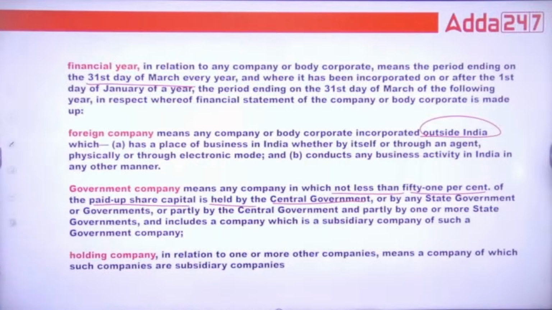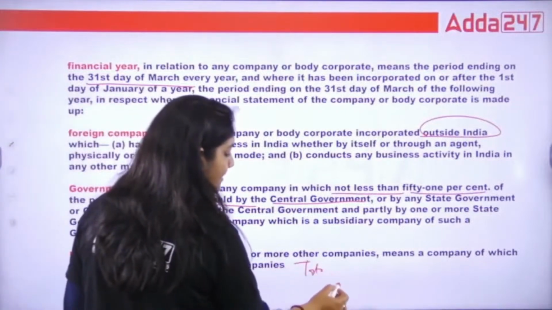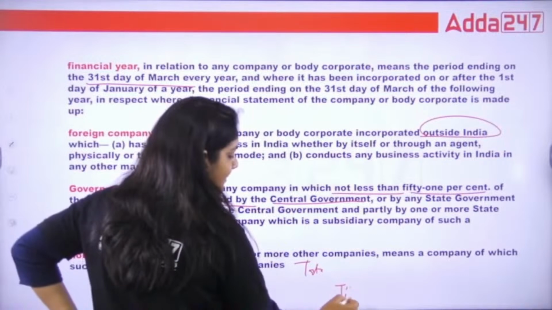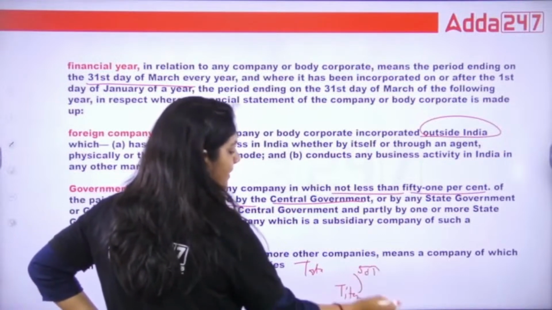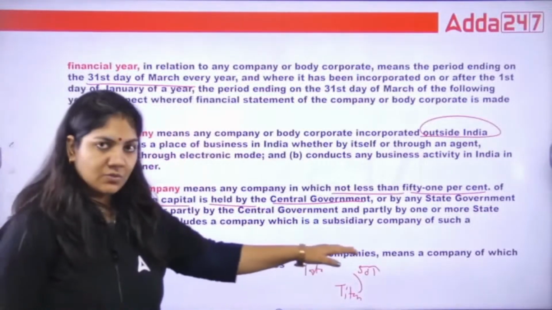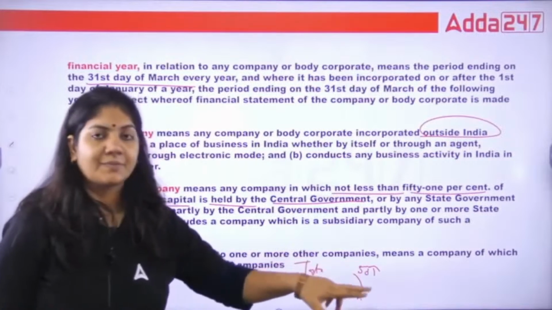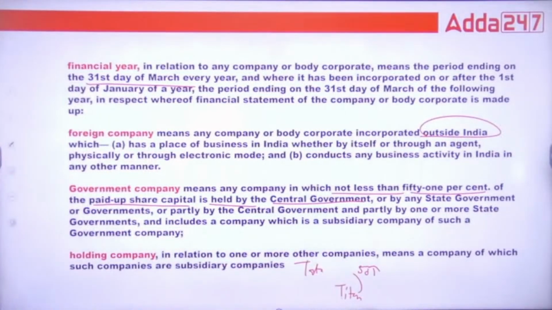Holding company. Holding company means, suppose Tata company is there and Titan is there. Tata company holds shares of more than 50% of Titan company. So Tata company is the holding company and Titan is the subsidiary company. This is the basic difference.